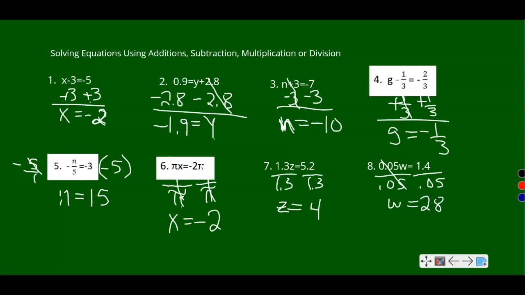28. And again, you can check that. What is 28 times 0.05? 28 times 0.05 is 1.4. So when you plug it in, it does check, and so that is correct.